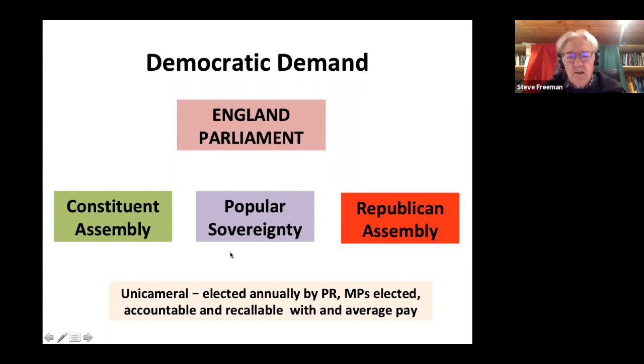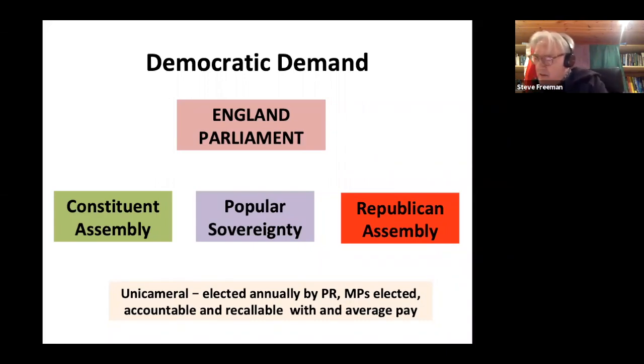So it goes back to the original thing, a unicameral parliament elected annually by proportional representation, with MPs accountable and recallable, with, I should say, an average pay. So you get back to all those democratic arguments. So PR is in here. I would argue, yes, PR, but we want a parliament. So the way of dealing with the PR argument is to put it in the context of a parliament.